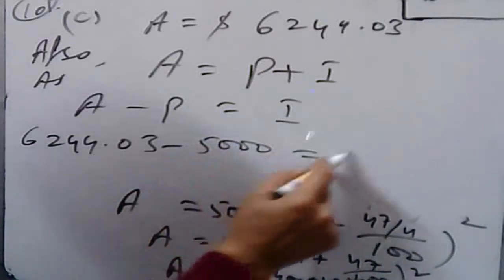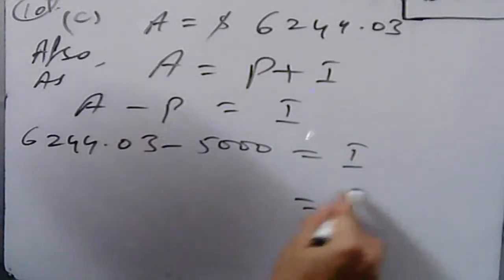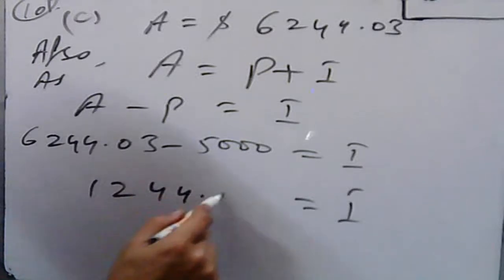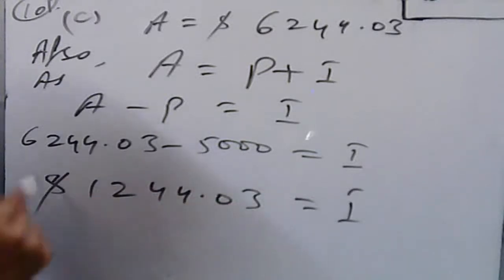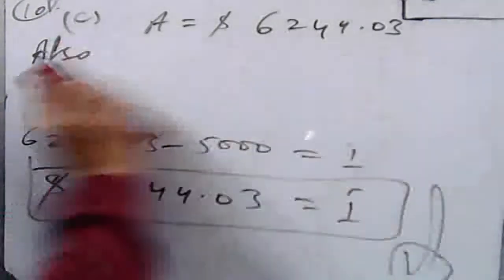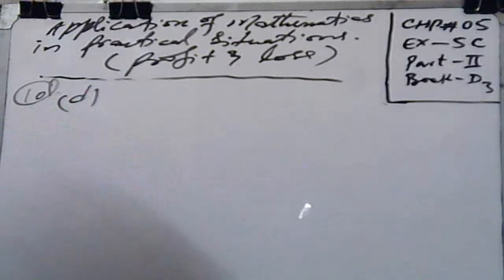Okay, with the help of a calculator, you just have to subtract, and you get $1,244.03, so that is your compound interest. Similarly, in part D, you have been given $1,200 for 3 years at 4% per annum compounded yearly. Once again, the same method, the same type of question is given to you.